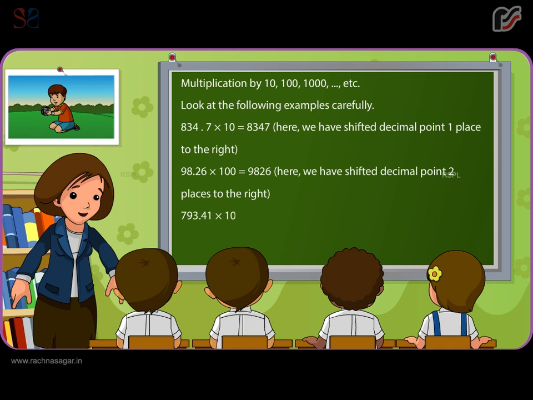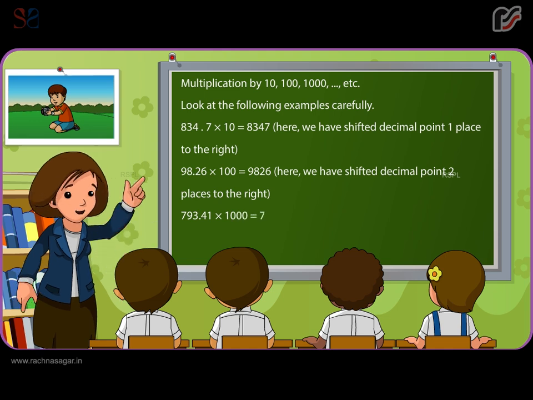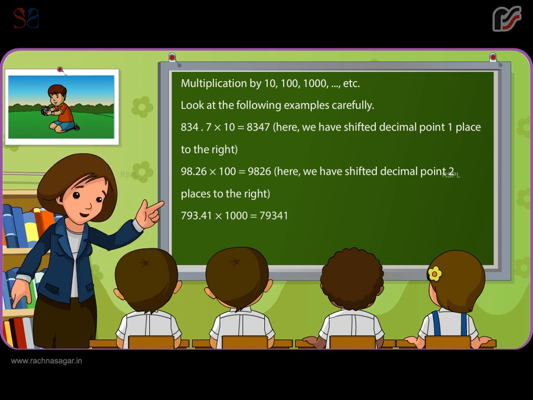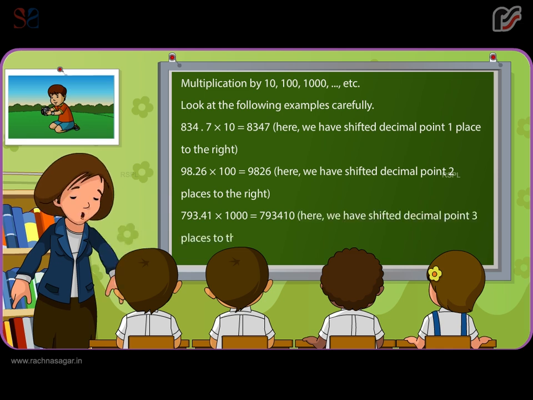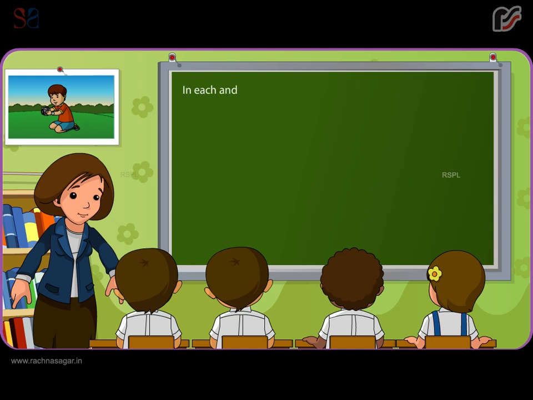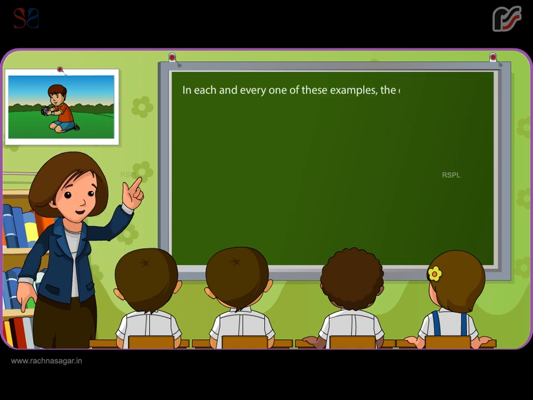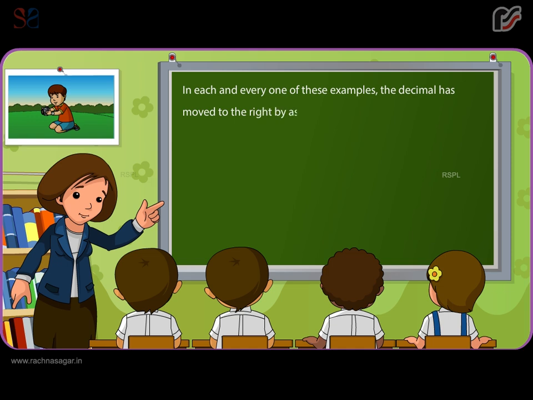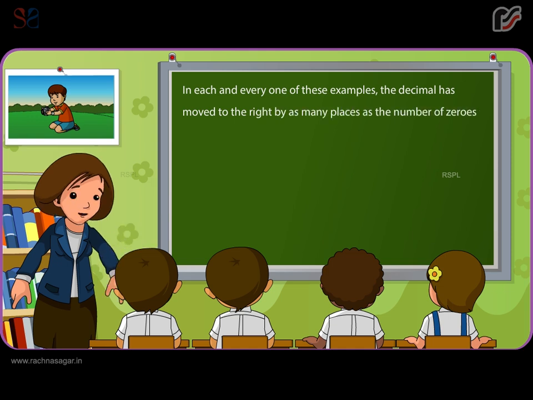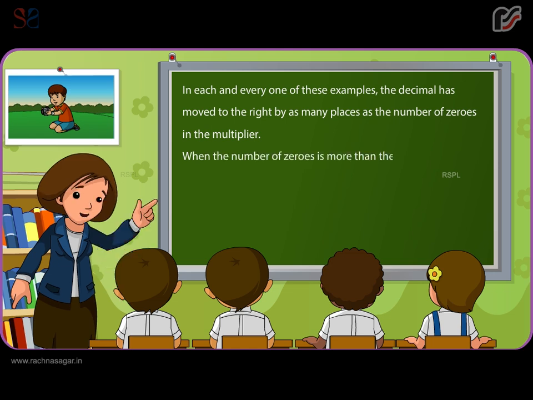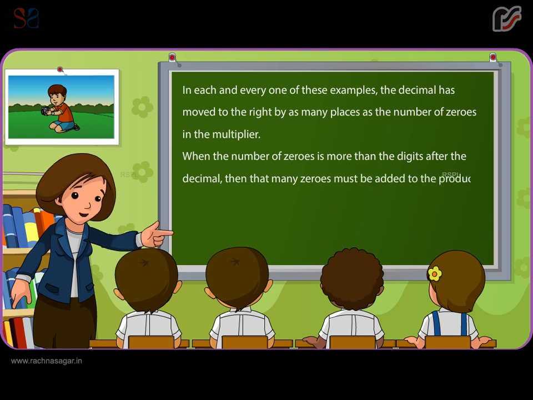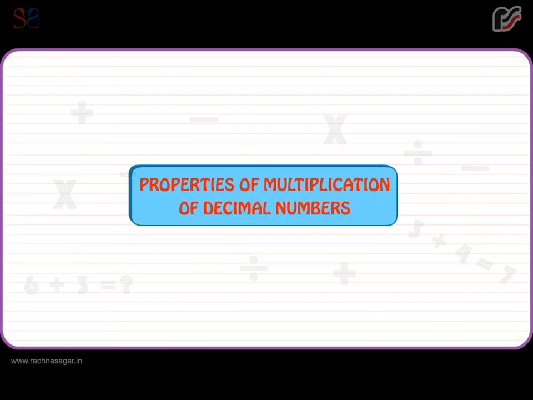793.41 multiplied by 1000 is equal to 7,93,410. Here we have shifted decimal point three places to the right. In each and every one of these examples, the decimal has moved to the right by as many places as the number of zeros in the multiplier. When the number of zeros is more than the digits after the decimal, then that many zeros must be added to the product.